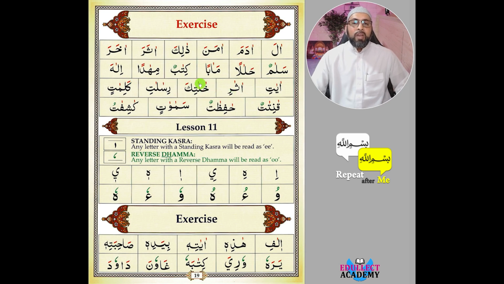Next. Khalatika. Again. Khalatika. One more time. Khalatika. Next word. Risalati. Notice I'm not holding the ri because I want to move straight to the sin. Otherwise, the ri would appear as if I'm introducing a standing or a dagger kasra there. And we don't want to do that. So you don't want to hold on to the ri for too long. So you say risalati. One more time. Risalati.